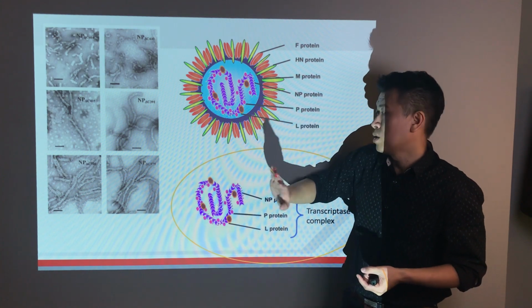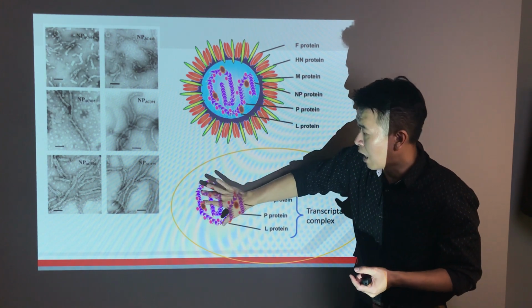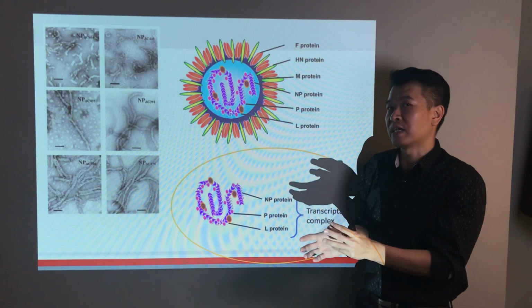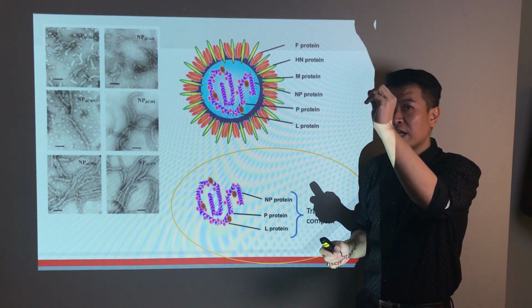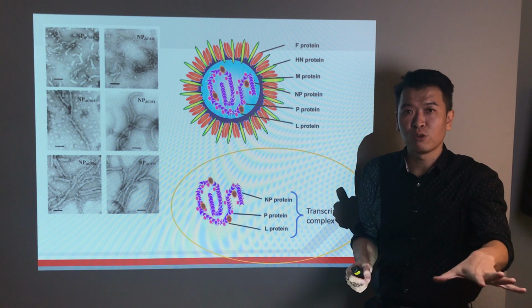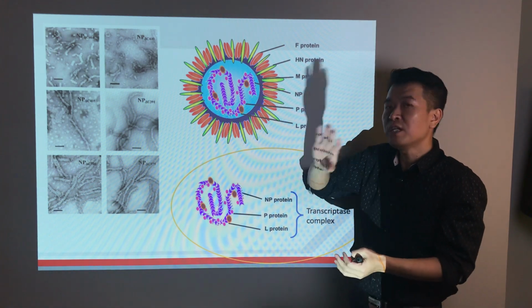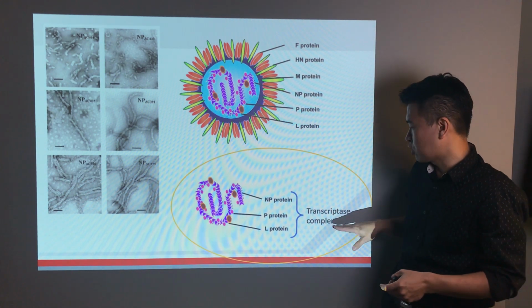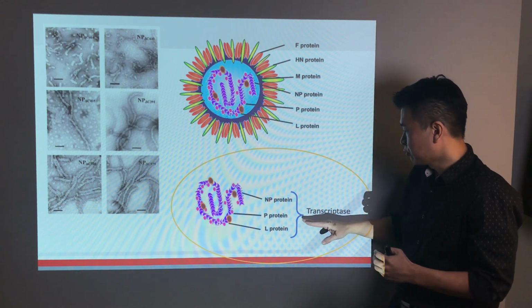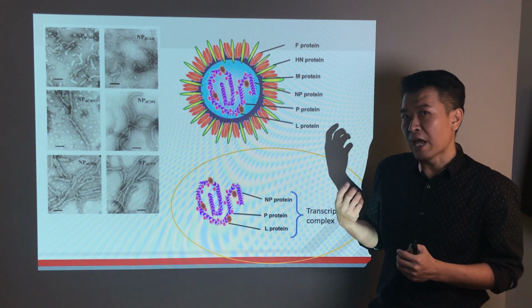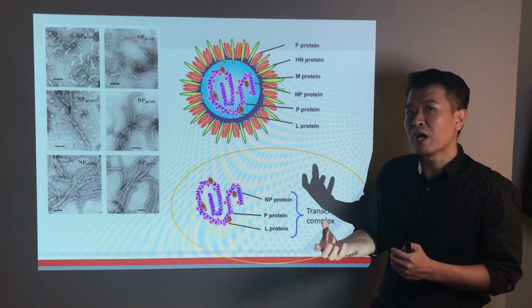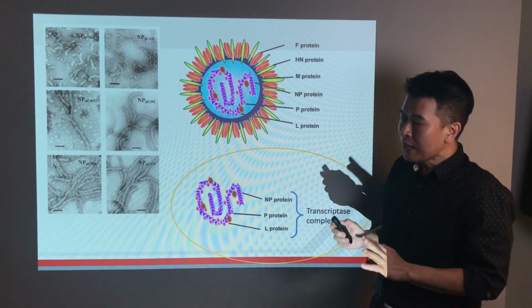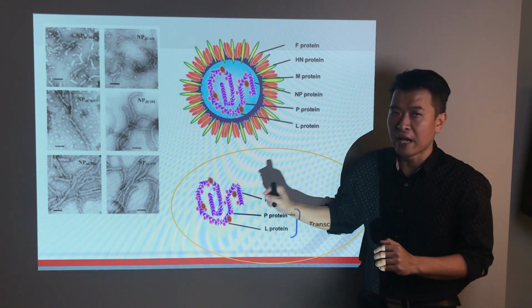Now for NDV, the RNA, the NP protein, the P protein and the L protein will remain in the cytoplasm. For dengue virus, the RNA is released from the capsid and moved to the ER. For NDV, it remains in the cytoplasm. Now this complex is called the transcriptase complex. From the name, we can see that it is an enzyme that carries out the transcription, the transcriptase complex. So why is it so important for the virus to carry the enzyme?